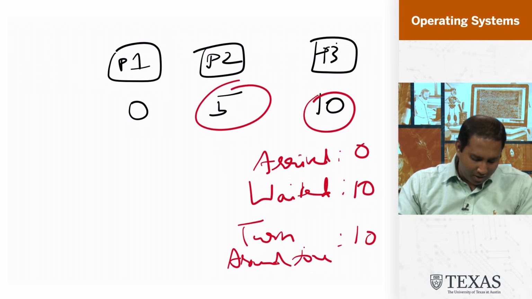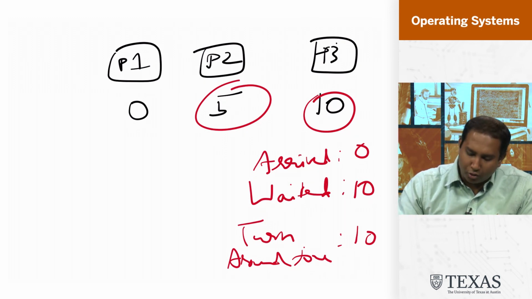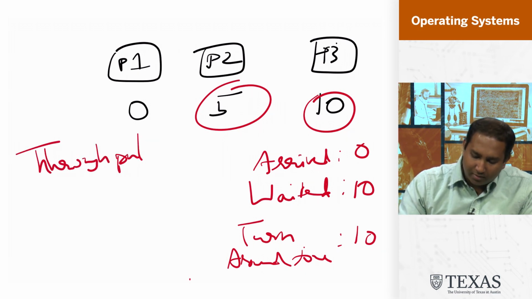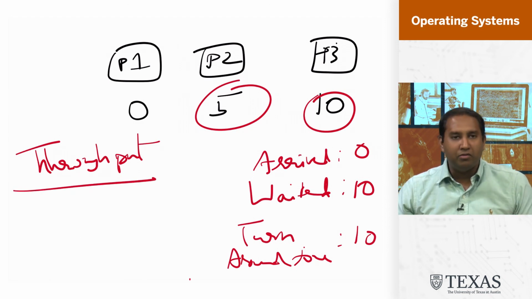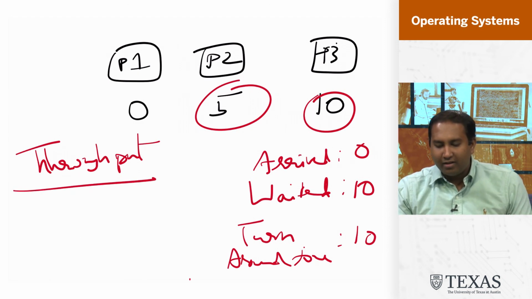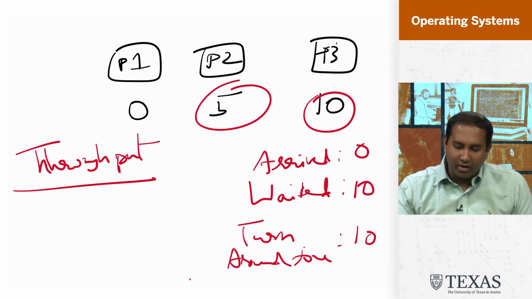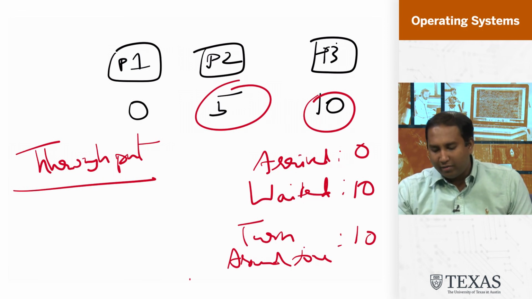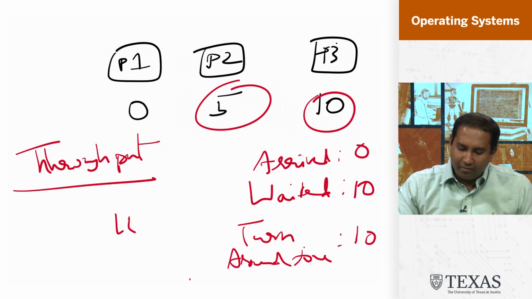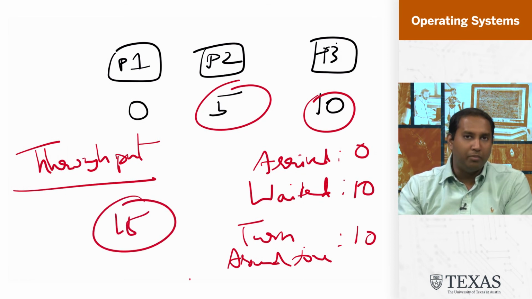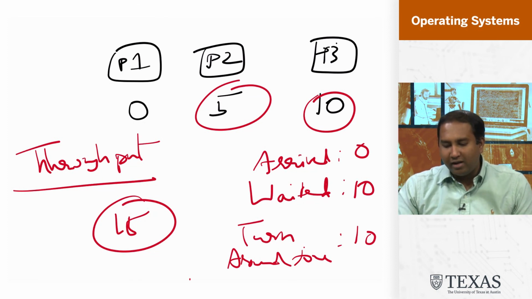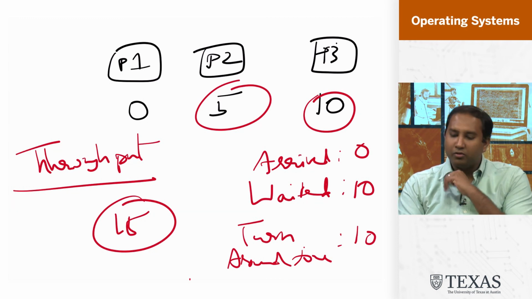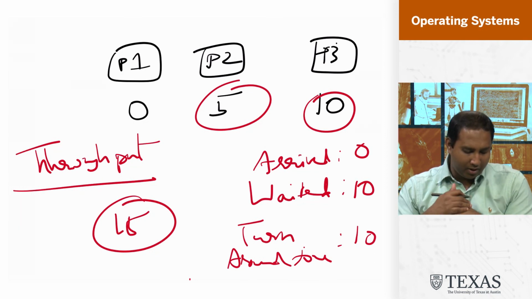Another metric we look at is throughput. You have a bunch of processes. How quickly can you finish all of them? In this particular case, let's say the amount of running time required was 5 for P1, 5 for P2, and 5 for P3. So at time 15 seconds, we have finished all three processes. So our throughput is basically 5 seconds per process. That's really how quickly we can get through different processes. So throughput is another metric that we look at.